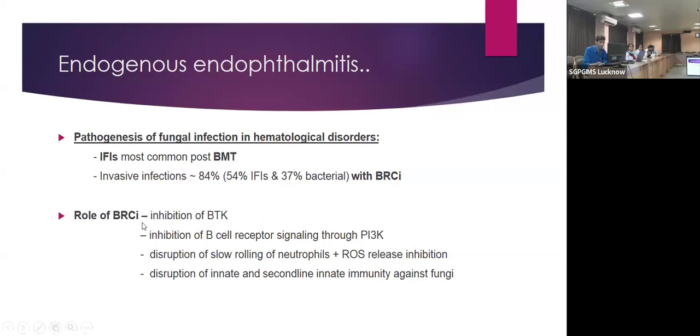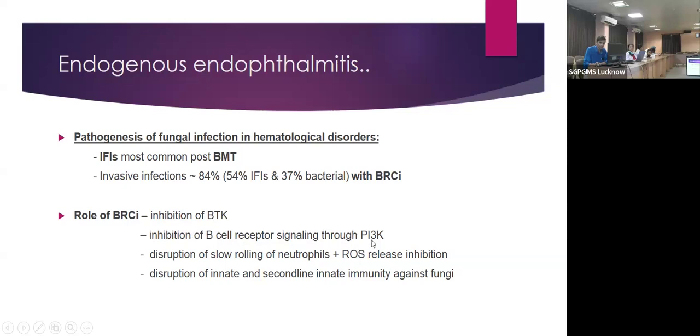Actually, what do these BCRi class of drugs do? As hematologists, you know better than me, these all inhibit BTK, which is one type of tyrosine kinase. And that in turn inhibits the B cell receptor signaling, that is the BCRi.